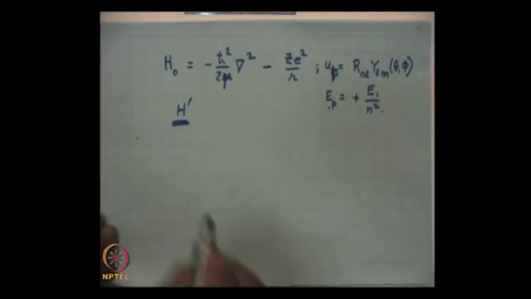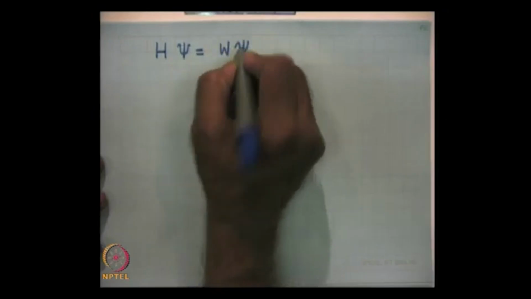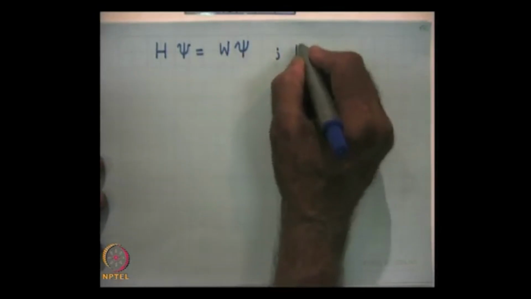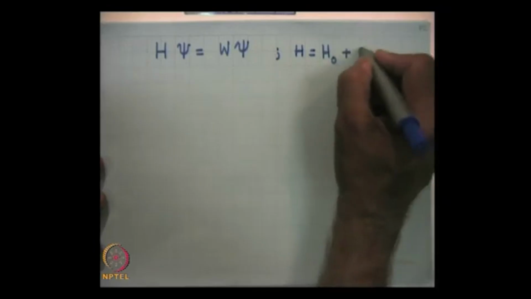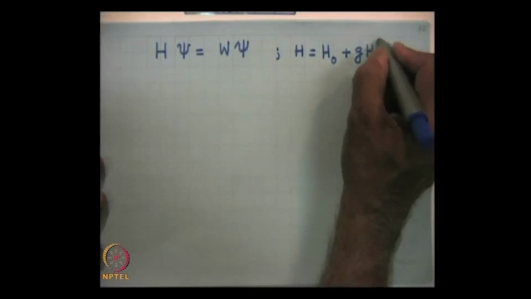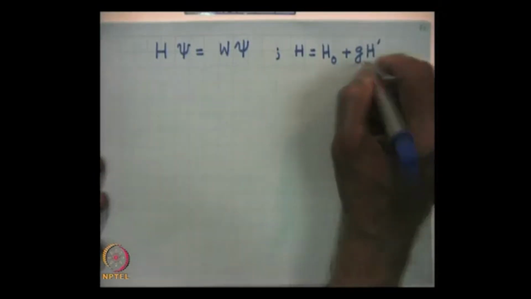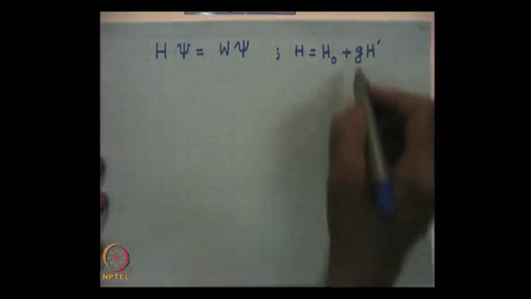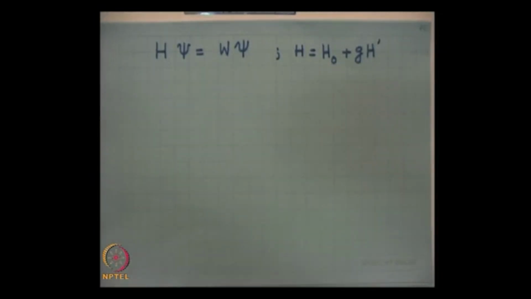So, what we do is the method involves writing, let me write it on a fresh page. Our objective is to solve this equation, H psi is equal to W psi, where H I write as H naught plus g H prime, and I introduce a parameter g. If, for example, H prime is due to the perturbation due to the electric field, the parameter is something like the strength of the electric field, so that when the electric field goes to 0, you have the original Hamiltonian. So, g is a parameter which is assumed to be less than 1.